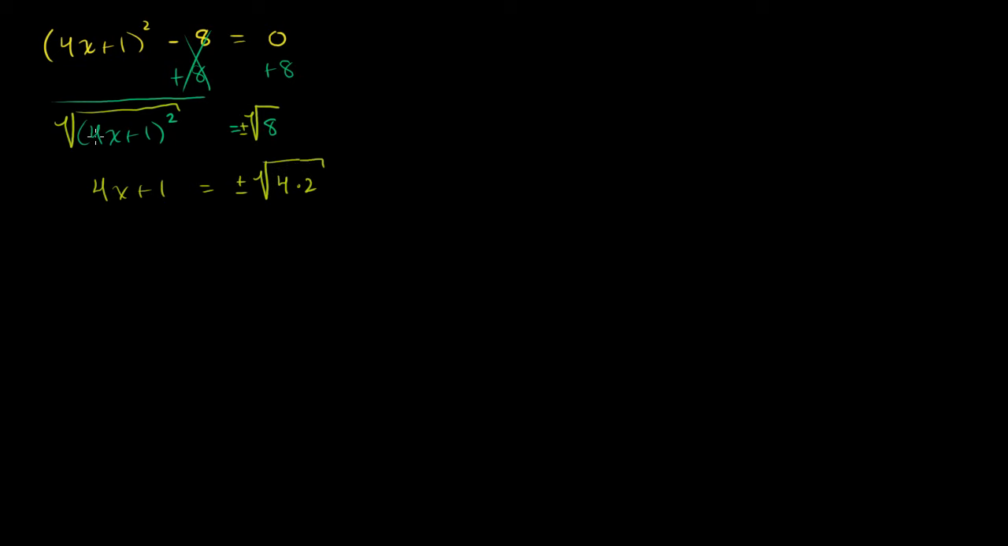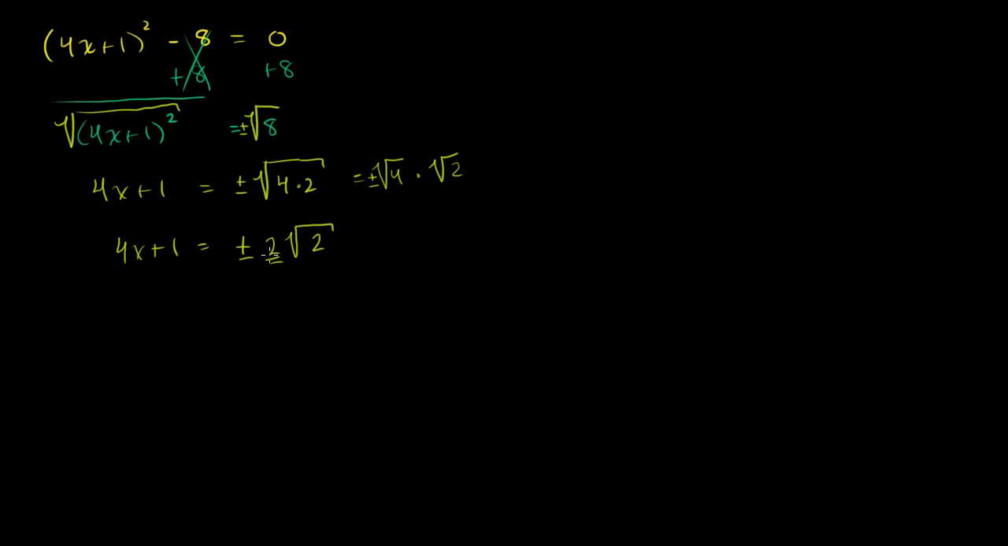And obviously, the square root of (4x + 1) squared is 4x plus 1. So we get 4x plus 1 is equal to, we can factor out the 4, or the square root of 4, which is 2, is equal to plus or minus 2 times the square root of 2. Right? Square root of 4 times 2 is the same thing as the square root of 4 times the square root of 2. Plus or minus square root of 4 is that 2 right there. Now, it might look like a really bizarre equation with this plus or minus 2 times the square root of 2, but it really isn't.